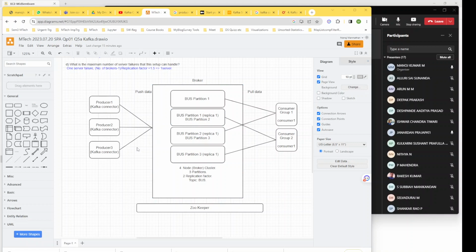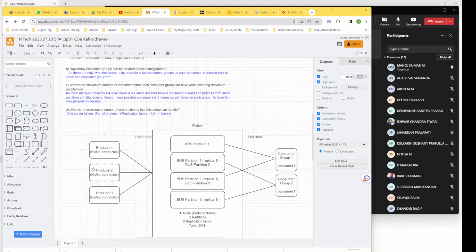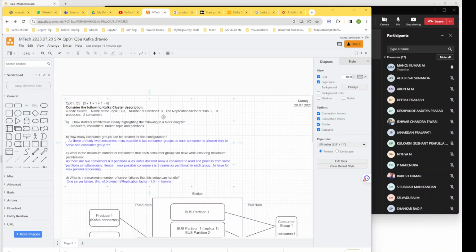Then I checked on Monica. Monica also said it cannot connect to the partition directly. It's decided by the broker, so we just need to connect to this part only. So we have the three producers. They mentioned 3 producers, right?